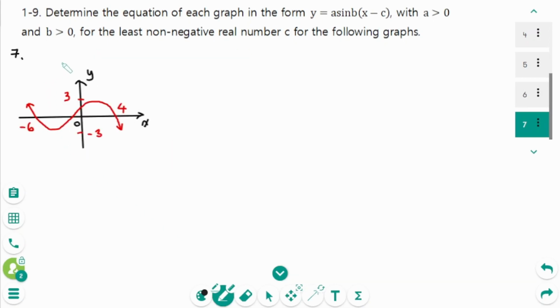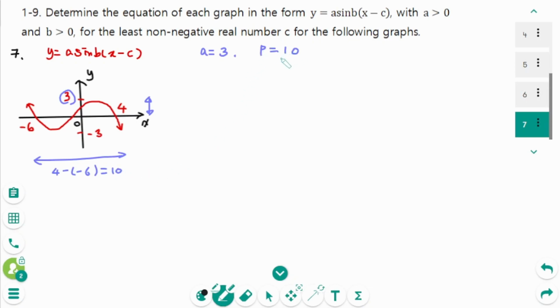Question 7. This is y equals A sine B x minus c form. The amplitude is 3, so A equals 3. The period is 4 minus negative 6, which is 10. Then P equals 10. The formula is B equals 2 pi over P. Then 2 pi over P, with P equal to 10, is pi over 5. Then B equals pi over 5.